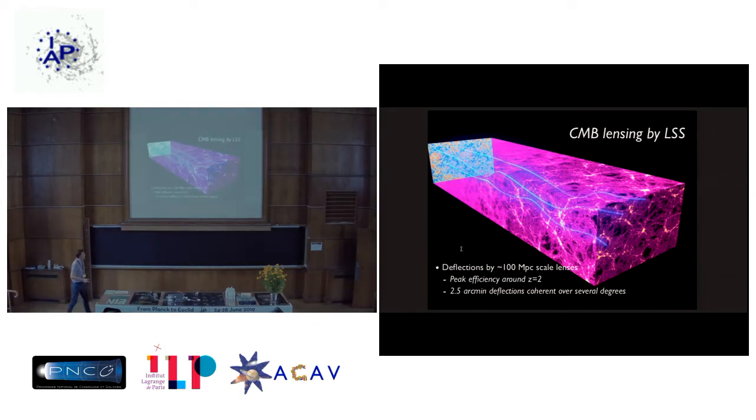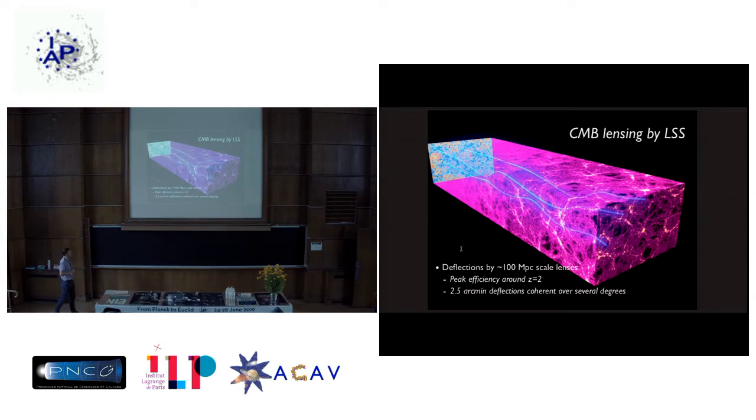Just to remind you, the microwave background is released at the surface of last scattering and then propagates through the entire observable universe. In doing so, it's gravitationally lensed by large-scale structure. The typical sizes of the lenses involved are set by the peak in the matter power spectrum, so they're essentially 100 megaparsec scale structures.